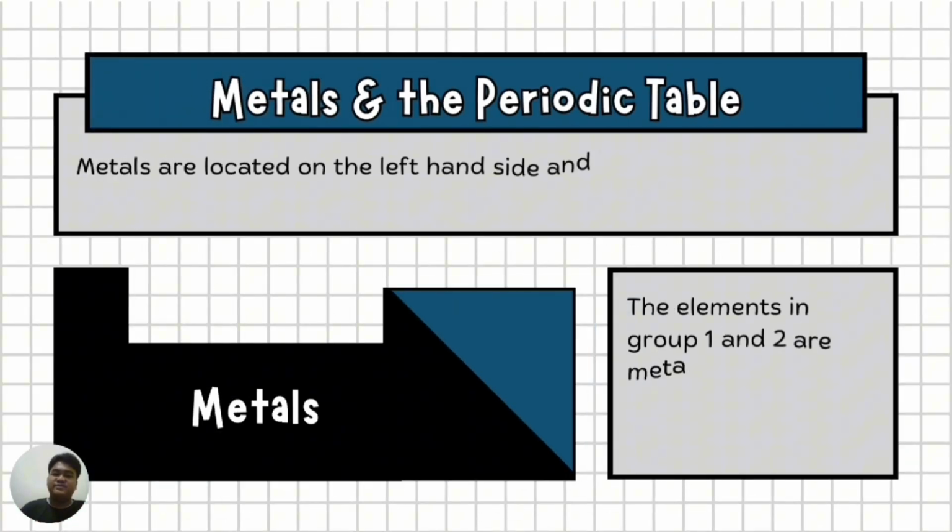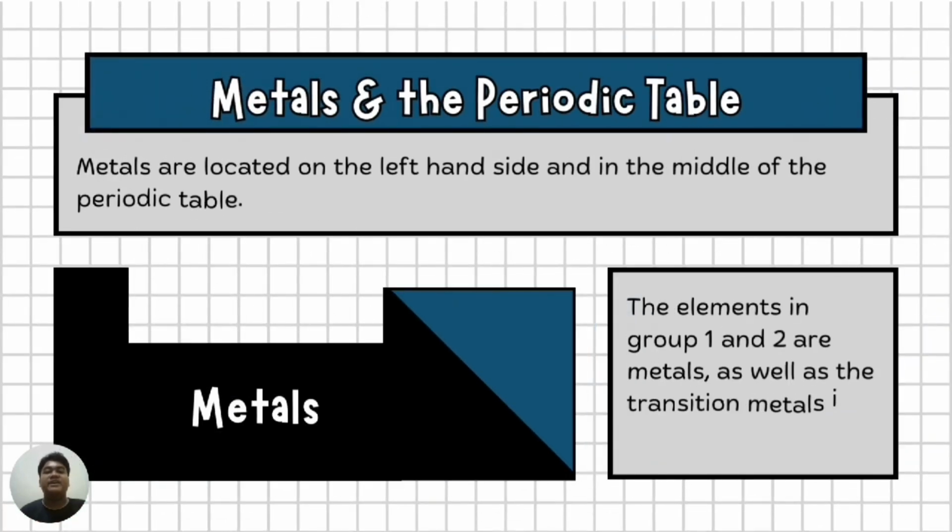Metals and the periodic table. Metals are located on the left-hand side and in the middle of the periodic table. The elements in group 1 and group 2 are metals, as well as the transition metals in the middle.